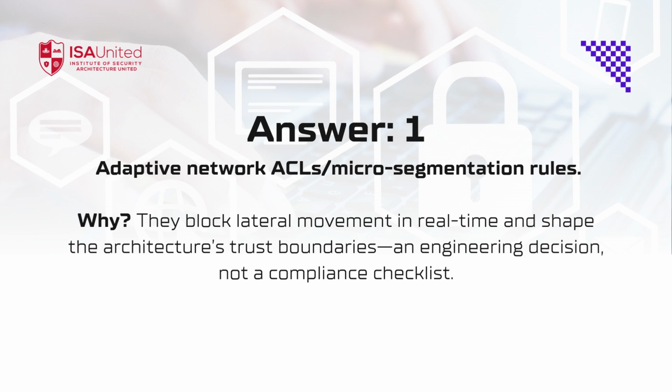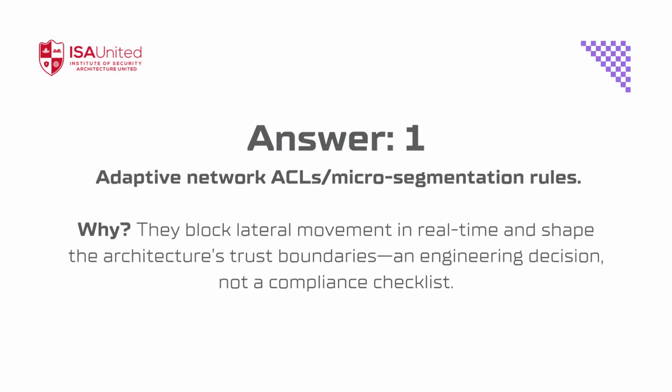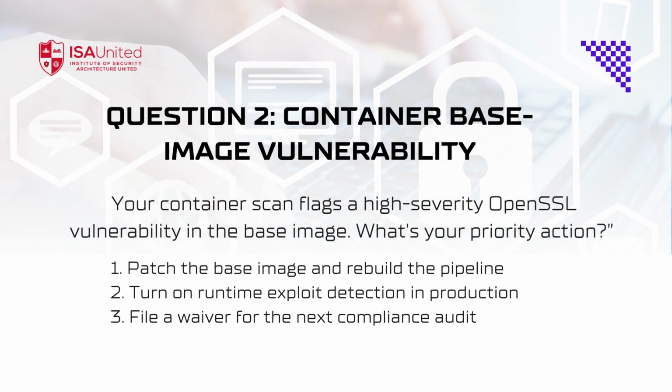ACLs/microsegmentation rules. Why? They block lateral movement in real time and shape the architecture's trust boundaries, an engineering decision, not a compliance checklist. Second question: container base image vulnerability.